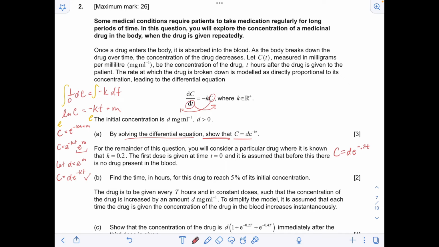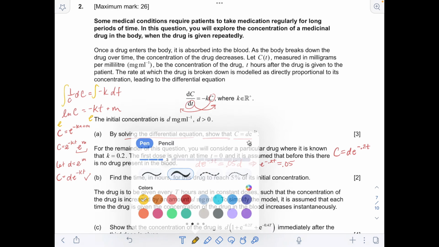Okay, now find the time when this drug reaches 5% of its initial concentration. Well, if its initial concentration was D, so D e to the negative 0.2t, and we want to know the time when that is equal to 5% of D, so we can write it as equals 0.05 D. When you divide both sides by D, the D's disappear, and we're just left with e to the negative 0.2t equals 0.05. You can use the graph on your graphing calculator to find the intersection of those two functions, but I suggest just using algebra.